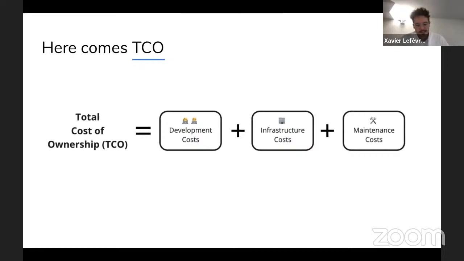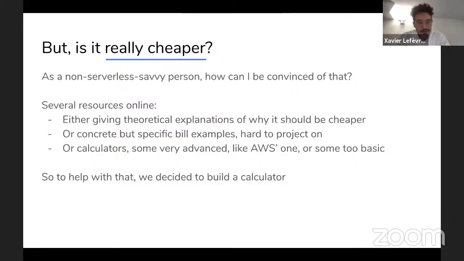And when you assess the value or how cheap serverless can be, you need to assess it on this global scale, because it helps to really understand the value of serverless. As said before, when you take a look at the bill, it encompasses a little bit of all of that. But it's not that clear. So the question is, is it really cheaper?